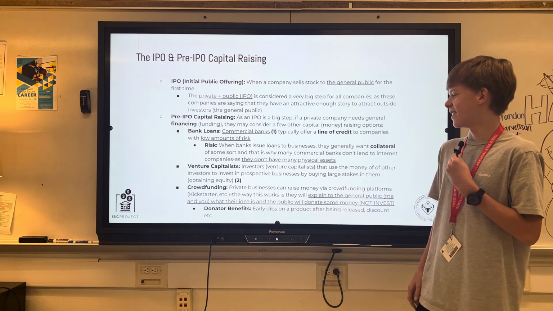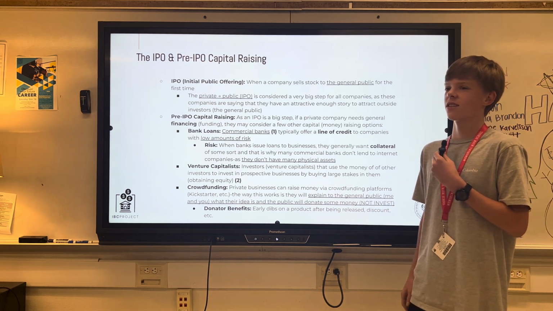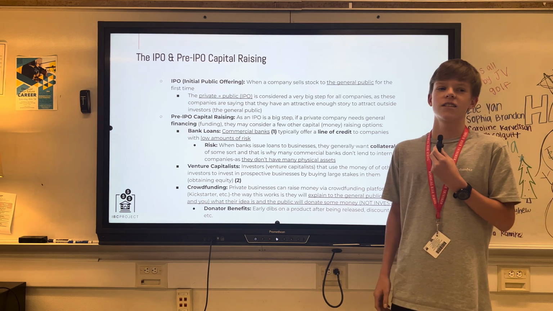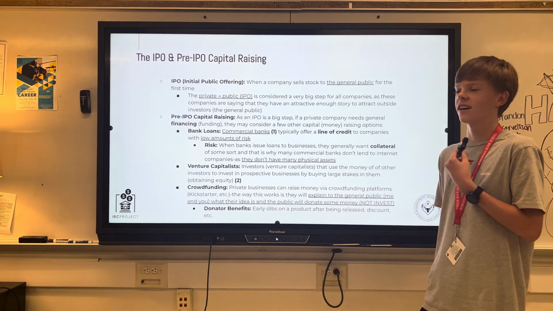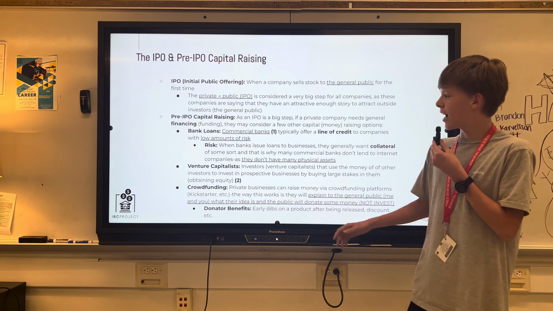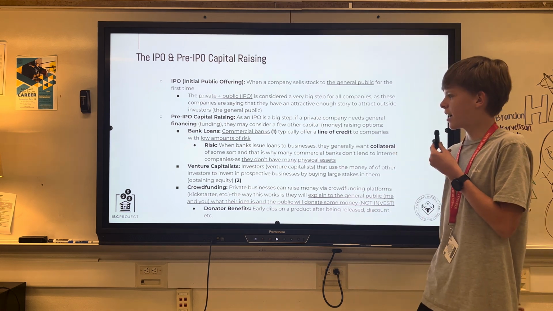Sure that, whenever a bank issues a loan, they usually want collateral of some sort just so that they can mitigate their amount of risk. But you can head on to venture capital. Okay, so the second type of pre-IPO capital raising would be a venture capitalist.